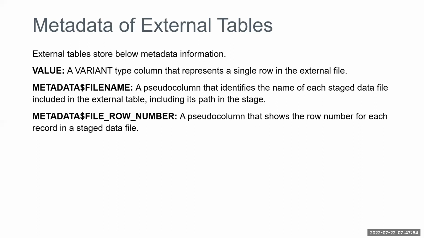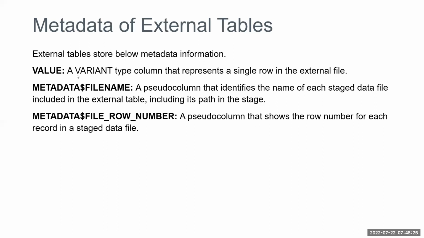Okay. And the last one is metadata file row number. It's a column that shows the row number of each record in a staged data file. Whenever the data is staged in the files, in the external files, every record will be associated with one row number. So whenever we create an external table on that stage file, it will even store that file row number.